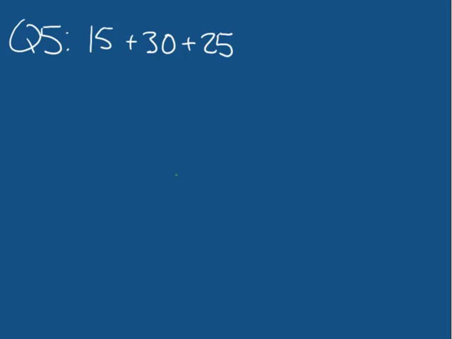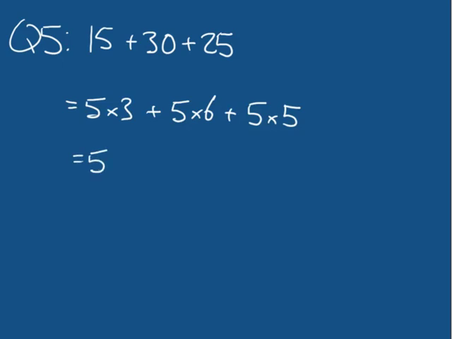And hopefully it's quite clear that 5 in this case is a common factor because 15 is 3 times 5, 30 is 6 times 5, and 25 is 5 times 5. So we can say this is equal to, I'm going to put the 5 first, so 5 times 3 plus 5 times 6 plus 5 times 5. Written in this form, it's very easy to factorize, so that's equal to 5 times (3 plus 6 plus 5).